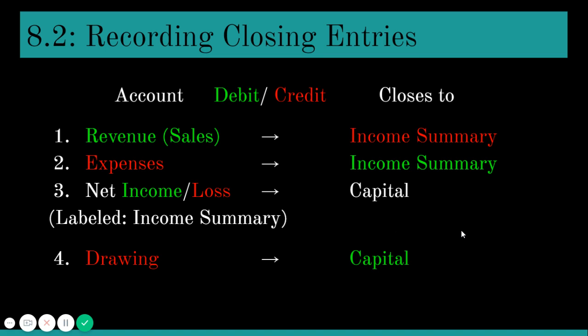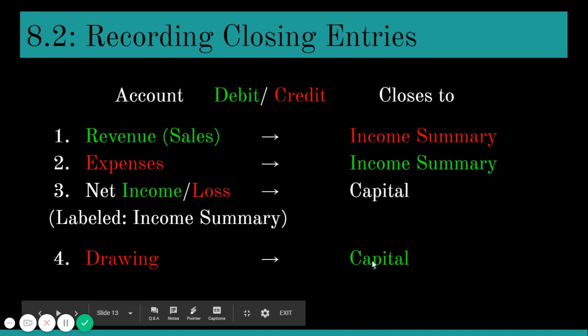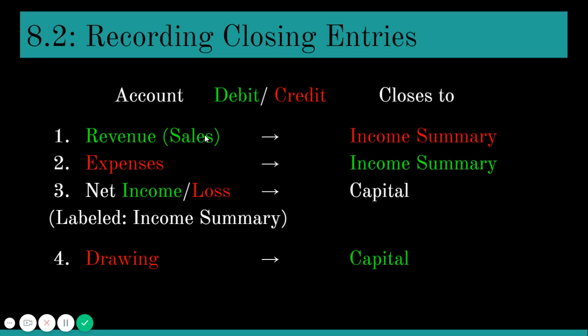So when closing out our closing entries, this is the process that we would follow. First, our revenue would close out to our income summary. Then our expenses would close out to income summary. Net income or net loss would be labeled income summary, but it closes out to capital. And then our drawing would be closed out to capital. So again, we'd have a debit and credit here. If it's debit, we write that first, and if it's credit, that's written second.